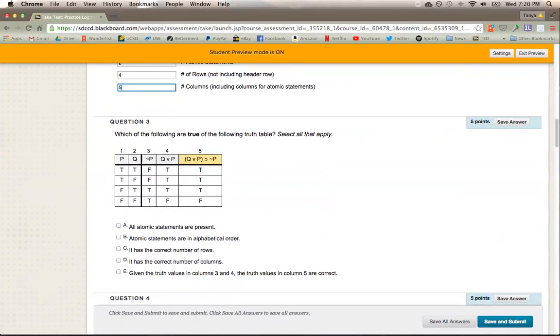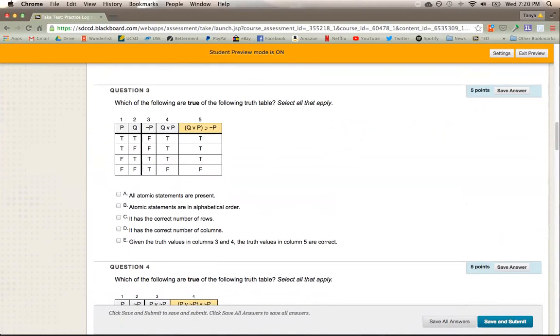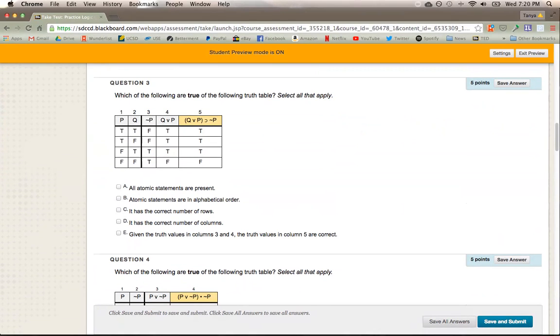Okay, which of the following are true of this table? Select all that apply. Let's start by looking at the final column. How many atomic statements are there? There's 2, P and Q, and they should be in alphabetical order. We've got P and Q, and they are in alphabetical order. So that checks out.